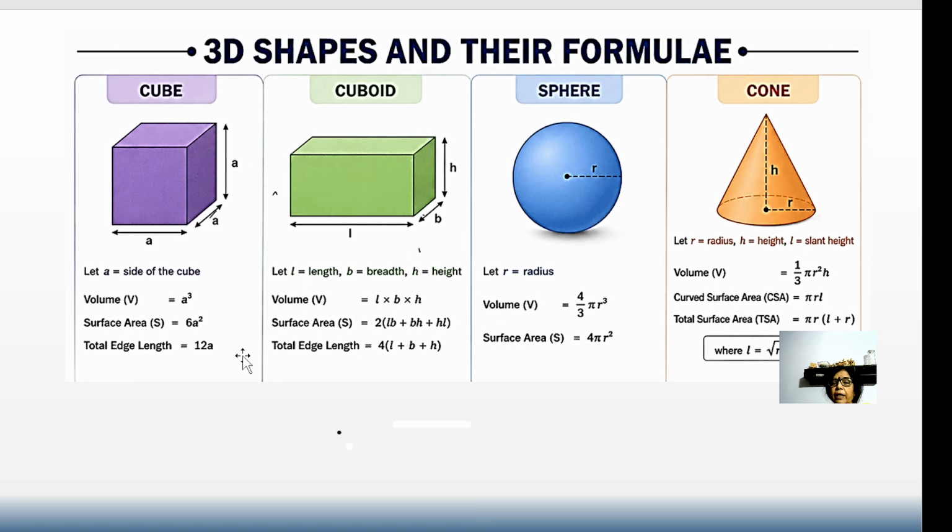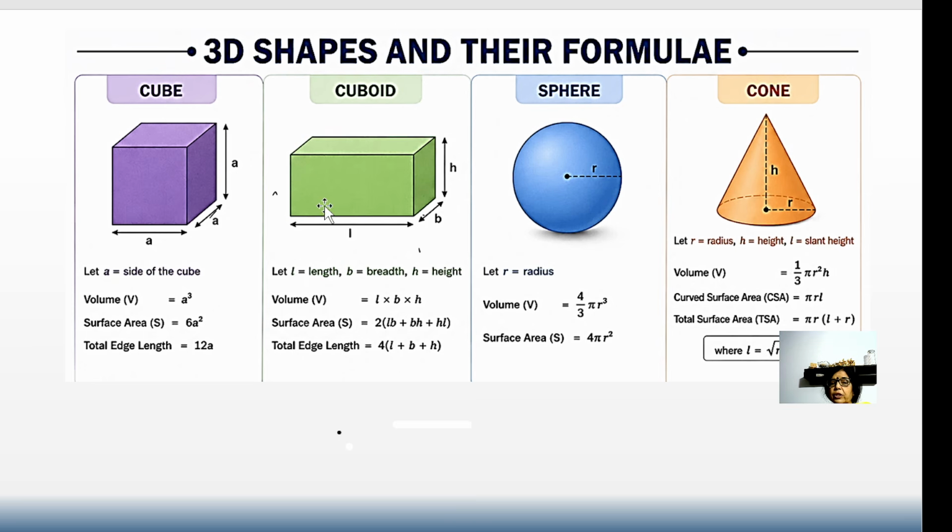We'll know the formulae that we are putting in. The first one is the cube, and in a cube, all the sides, all the edges are the same. So the volume of the cube is a cube. Total surface area is 6a square. Total edge length is 12a.